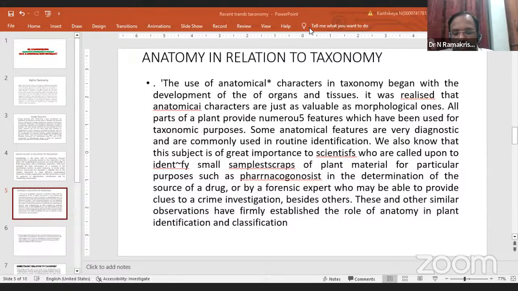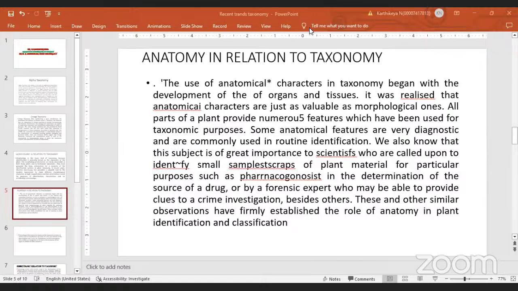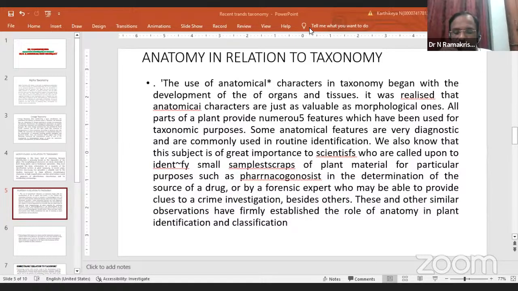Okay, so next now you see, cytology in relation to taxonomy. What is the meaning of cytology? Study of cells, studying of cell structures, number of chromosomes, structures, chromosome behaviors. So all these things, when you classify using them, we call that cytology in relation to taxonomy.